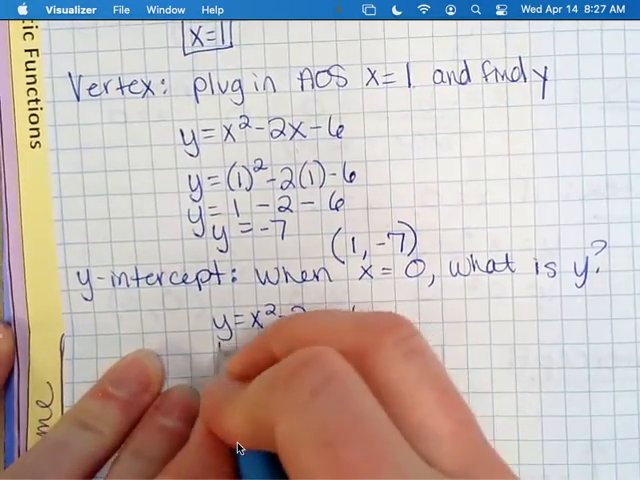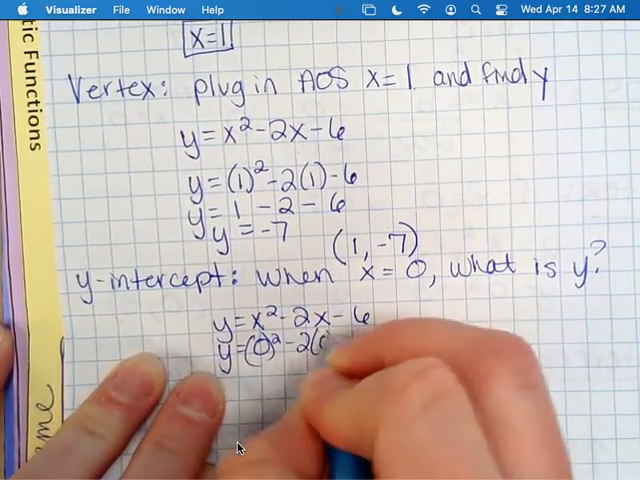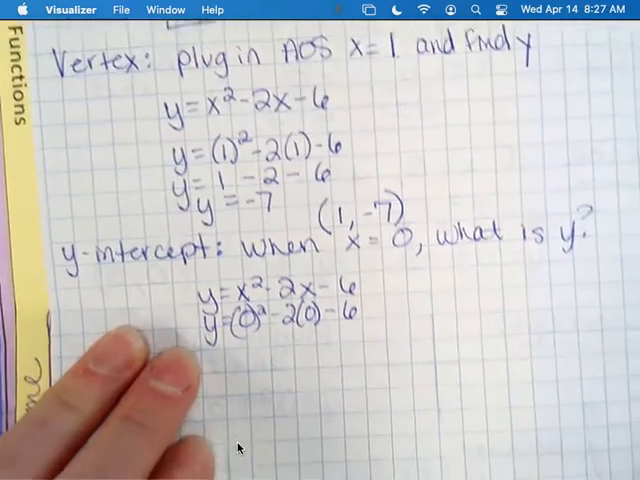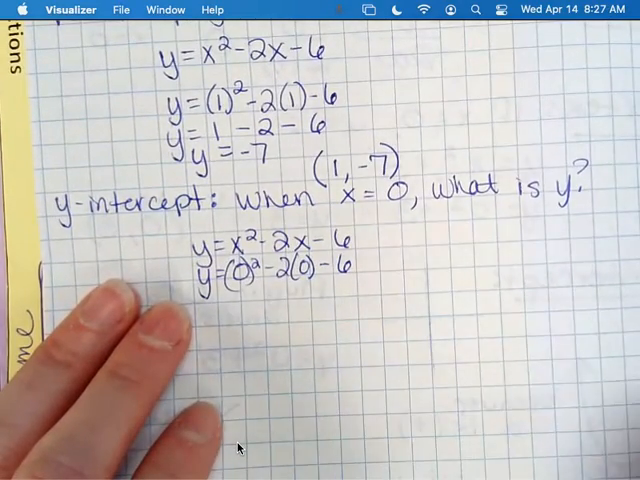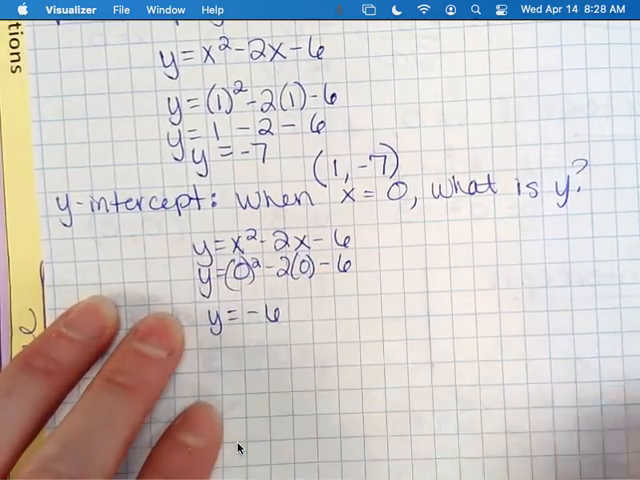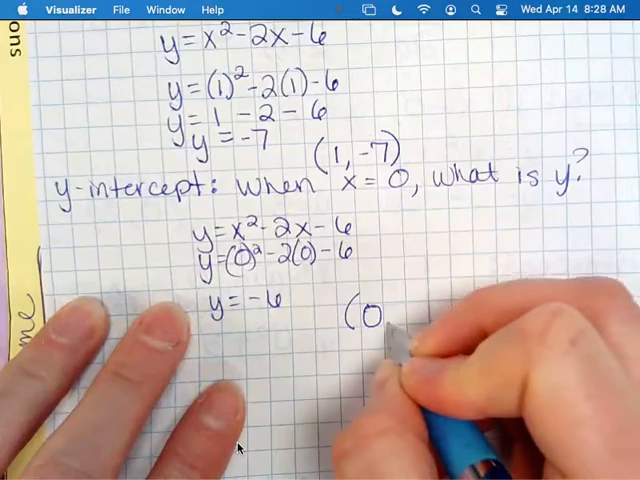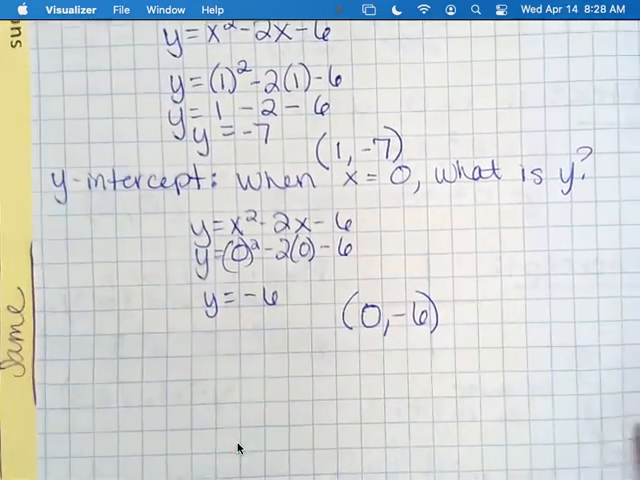So I would plug in 0. So 0 squared minus 2 times 0 minus 6. Anything with the X value turns into 0, so you're just left with Y equals negative 6. So our Y-intercept is when X is 0, Y is negative 6.